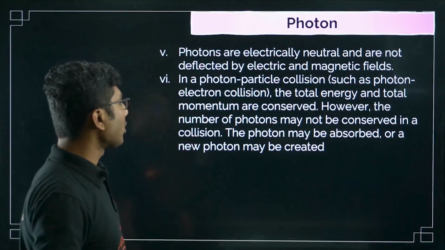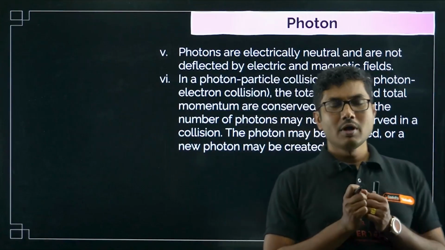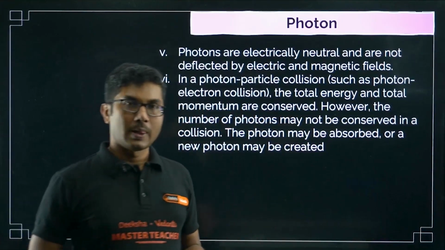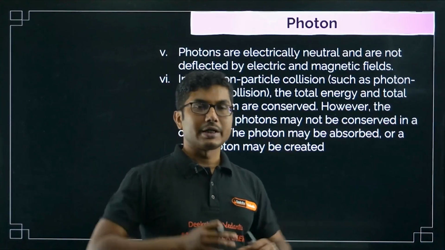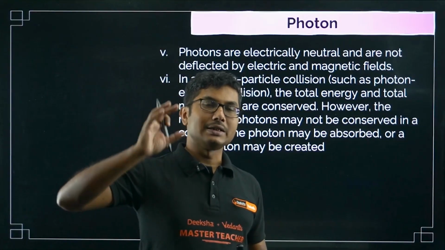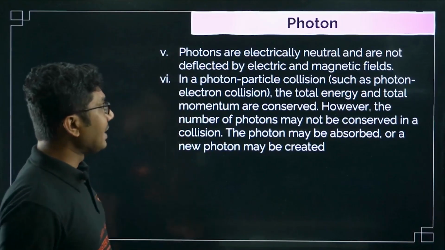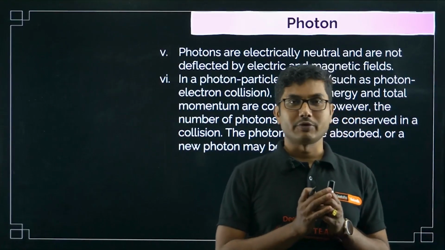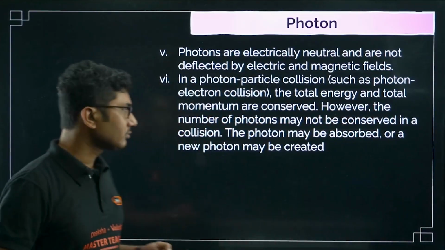However, the number of photons may not be conserved in a collision. So what is the meaning of that? Suppose an electron is colliding with a photon, and the electron absorbs the photon completely. So the photon is gone now, right? The number of photons is now 0 if the electron absorbs the photon completely. So the number of photons may not be the same, but the total energy and total momentum will still be conserved. The photon may be absorbed or a new photon may be created. Sometimes the electron absorbs the complete photon and then releases photons of a different frequency. That is also possible sometimes.